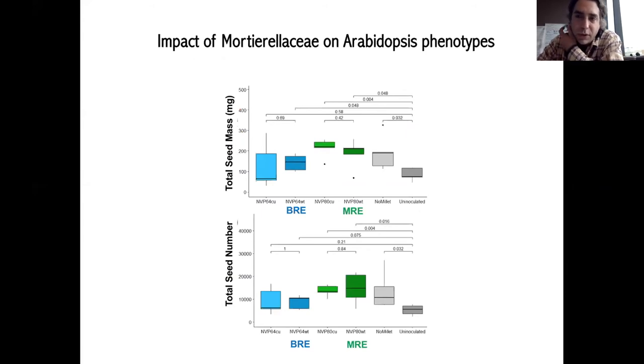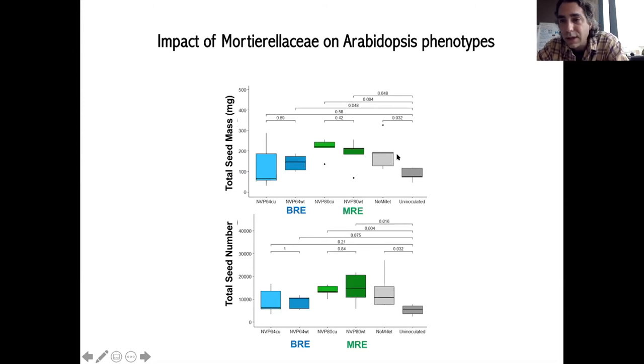We wanted to see about flowering plants. So this is work that Natalie Vandepol did with Arabidopsis and Mortierella. So from the same soil sample, we isolated two fungi. One of them, the same species, carried MRE, the other carried BRE. And what she showed here was there is a phenotype in the seed mass and the total seed number of those plants grown with Mortierella. We had been using millet inoculated and millet not inoculated, and no millet, as these two different types of controls.